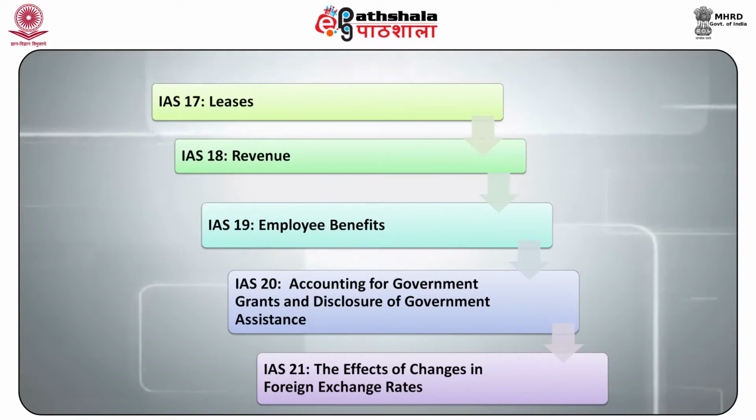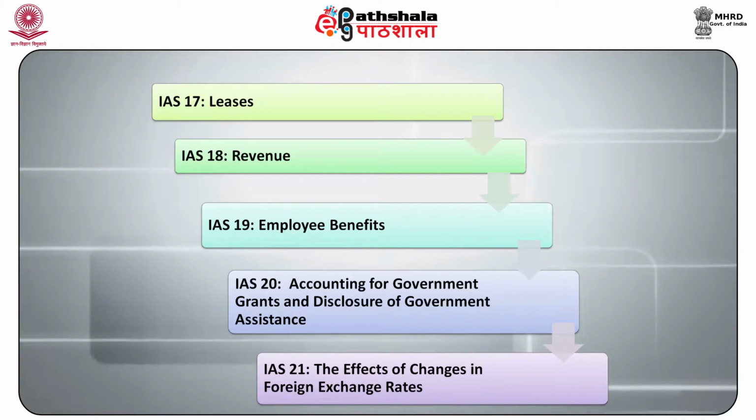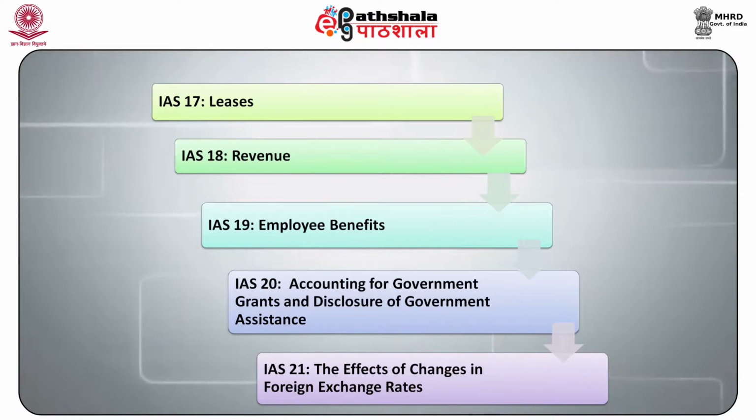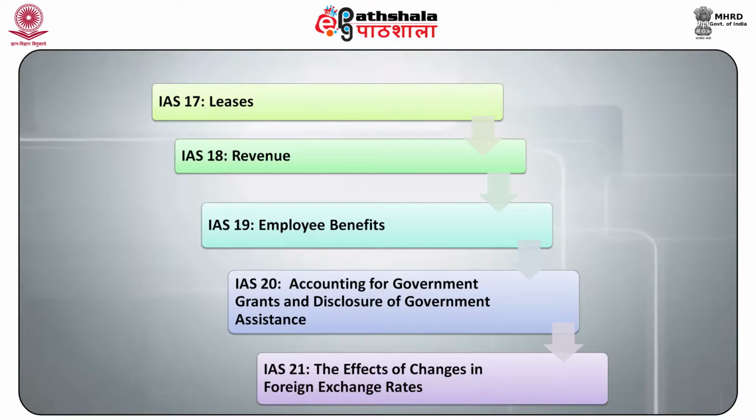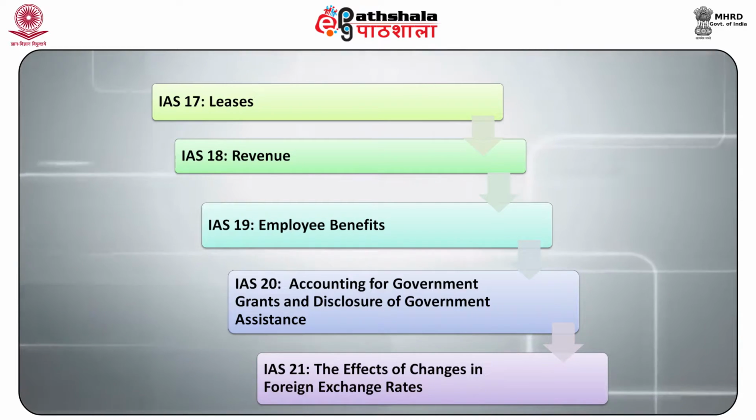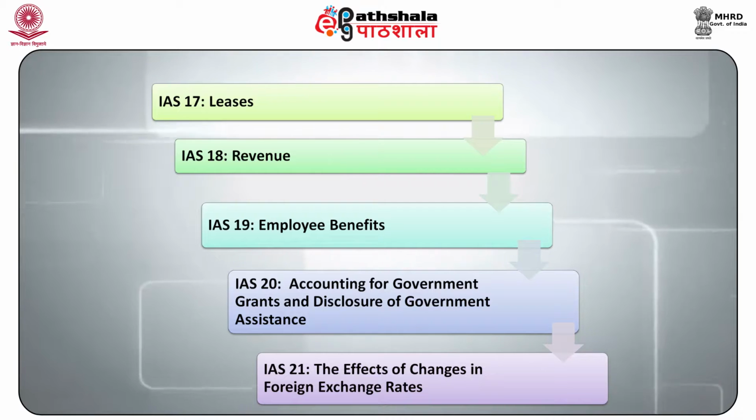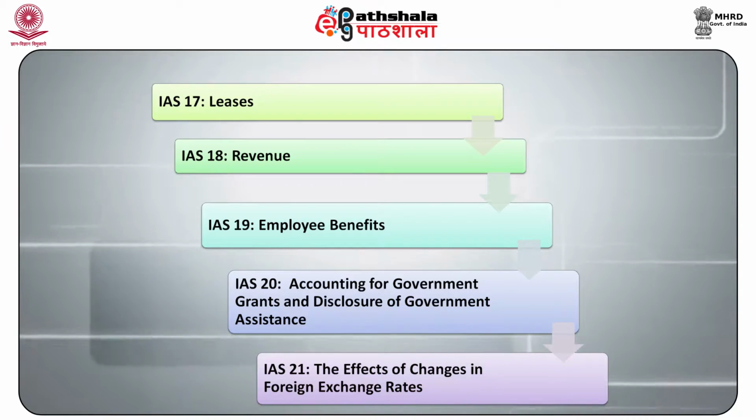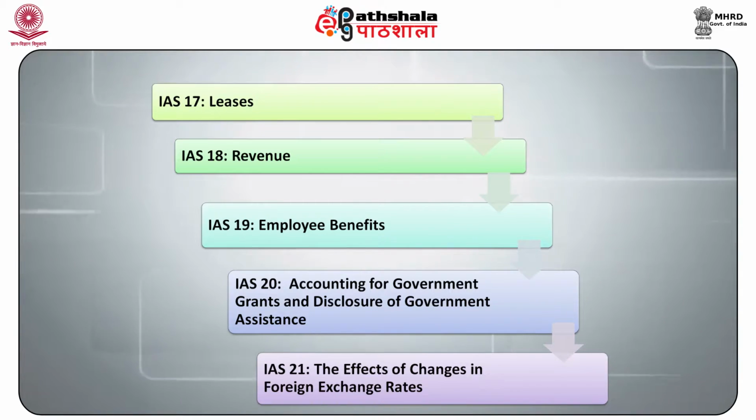IAS 16, Property, plant and equipment. IAS 17, Leases. IAS 18, Revenue. IAS 19, Employee benefits. IAS 20, Accounting for government grants and disclosure of government assistance. IAS 21, The effects of changes in foreign exchange rates.